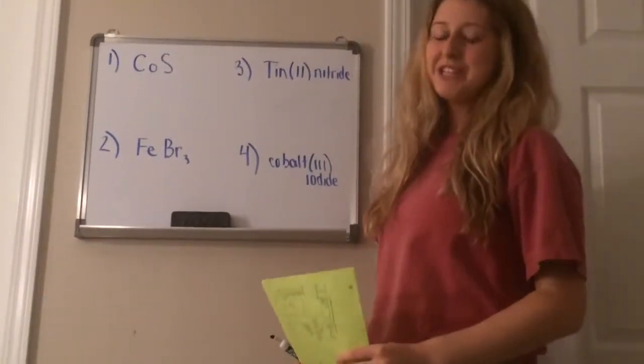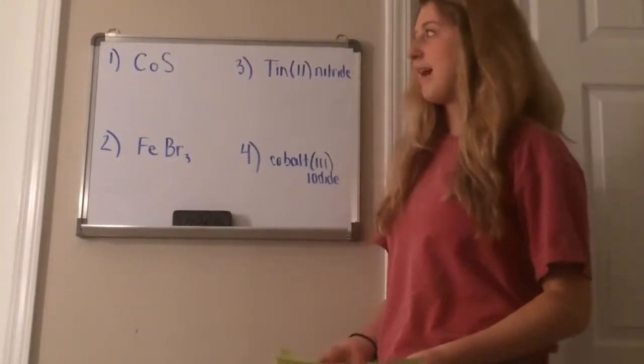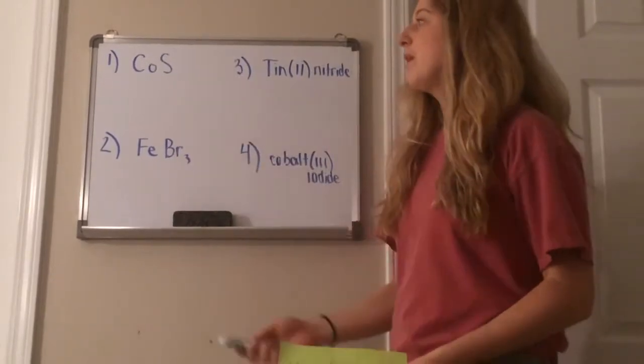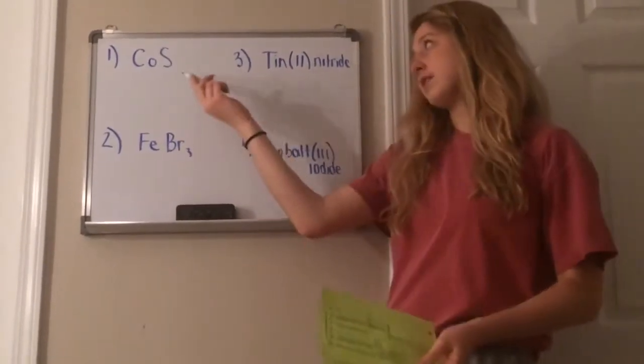Hi guys, today I'm going to be teaching you how to name Roman numeral ionic compounds. So let's take a look at the first example. We have CoS, or cobalt and sulfur.